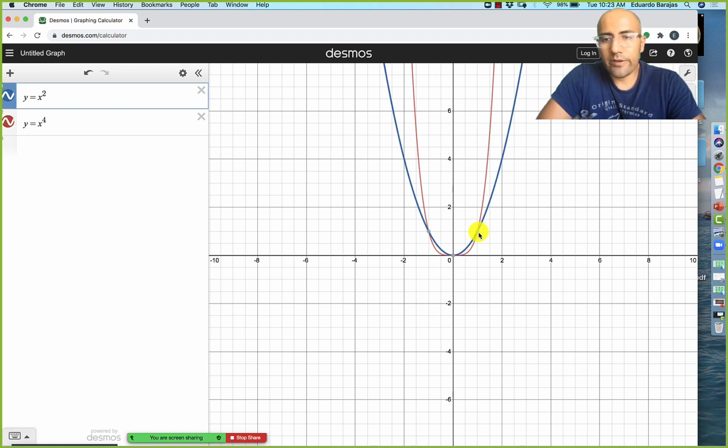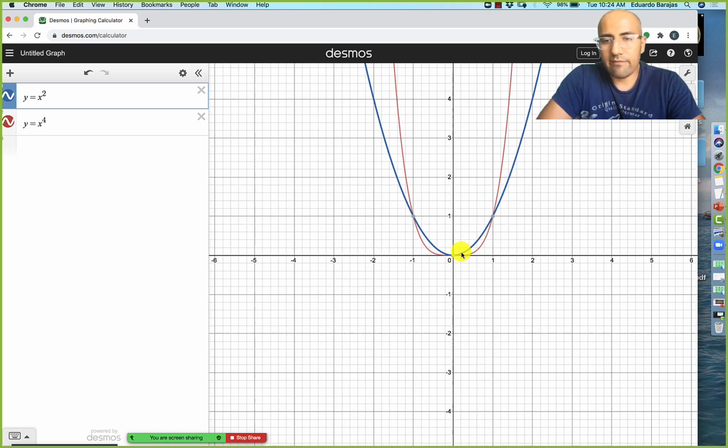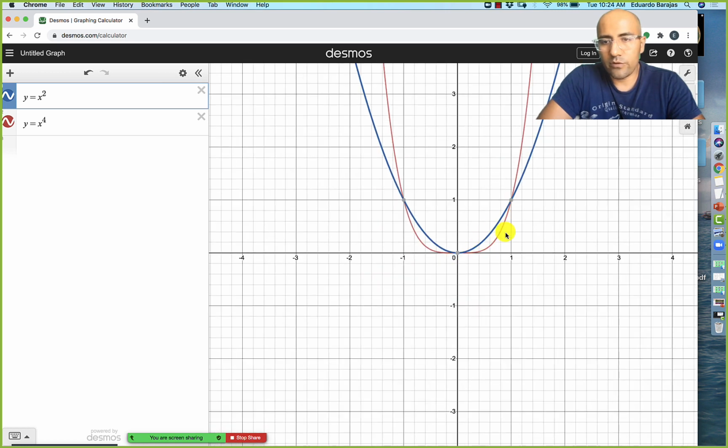They both go through the point (1, 1), but starting at (1, 1), as x takes values to the right of that, x to the power of 4 is going to grow toward infinity faster, so it's a little skinnier. And for values between 0 and 1, x to the power of 4 is going to go towards 0 faster. So that's why we have this behavior that happens right here. It just goes towards 0 faster.